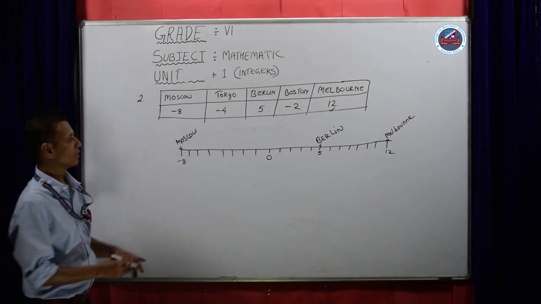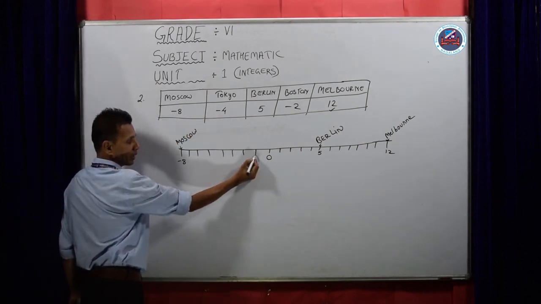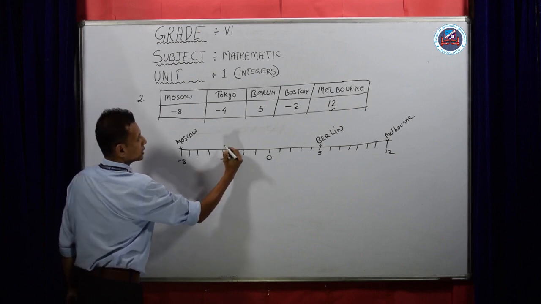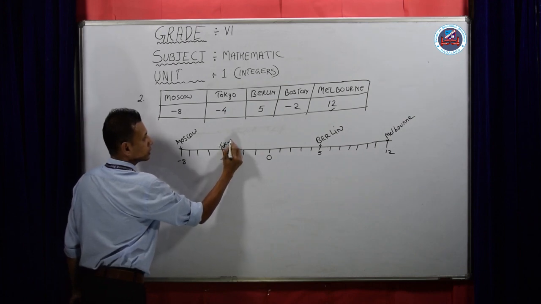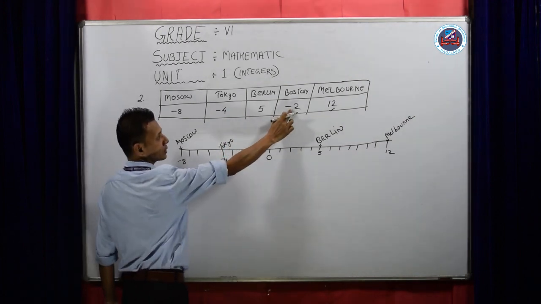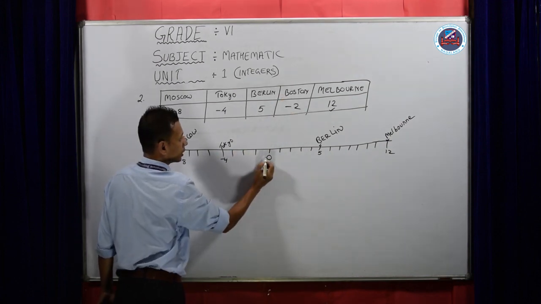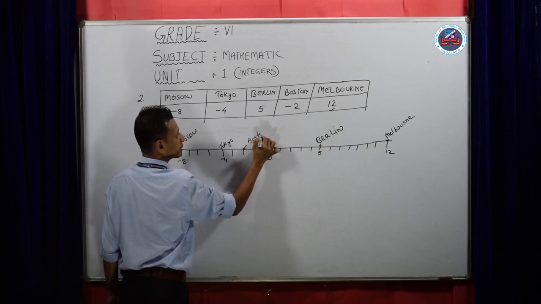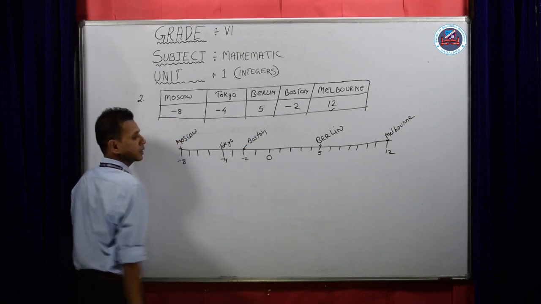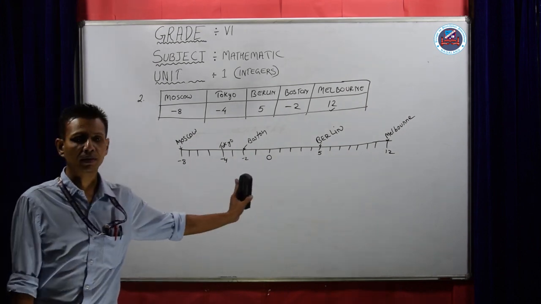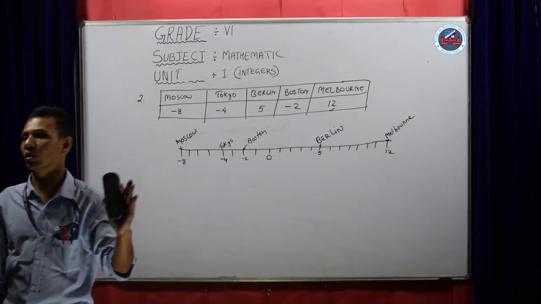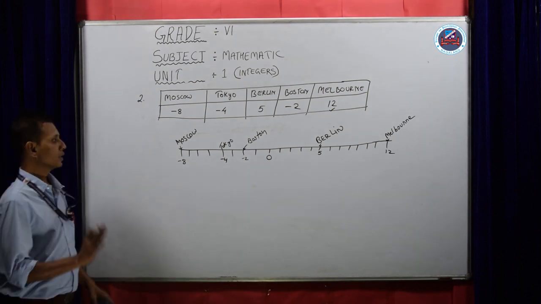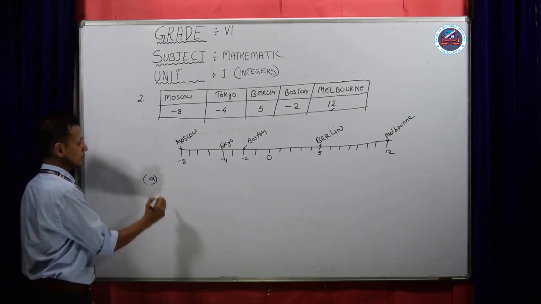Now another one is -4, which you will get from here: -1, -2, -3, -4. And that is Tokyo. And last you are left with -2, that is Boston. -1, -2, it's here. At last you are done with your number line. This number line will help you to solve all 3 questions that you can see in your textbook. Let's start now. Question number A.